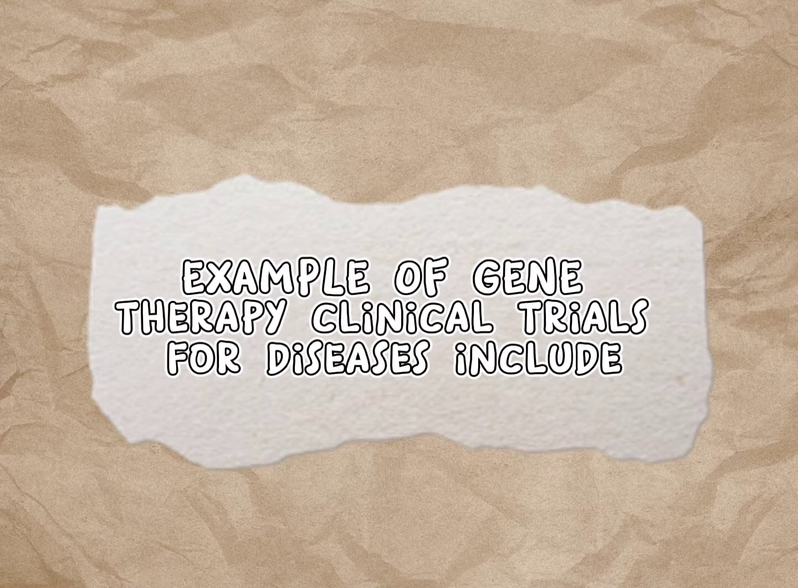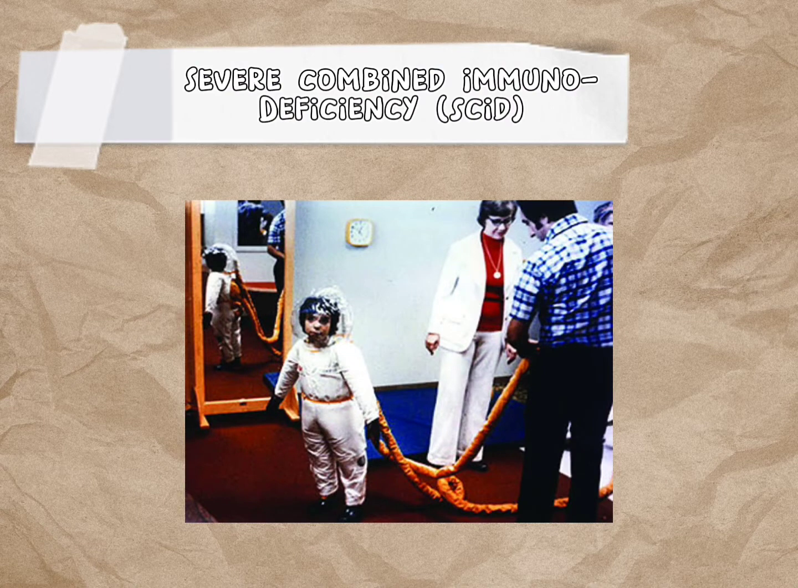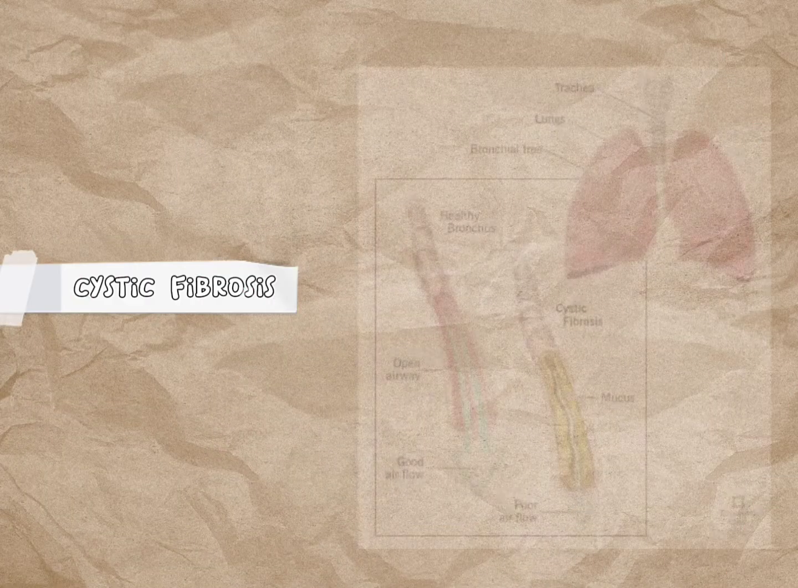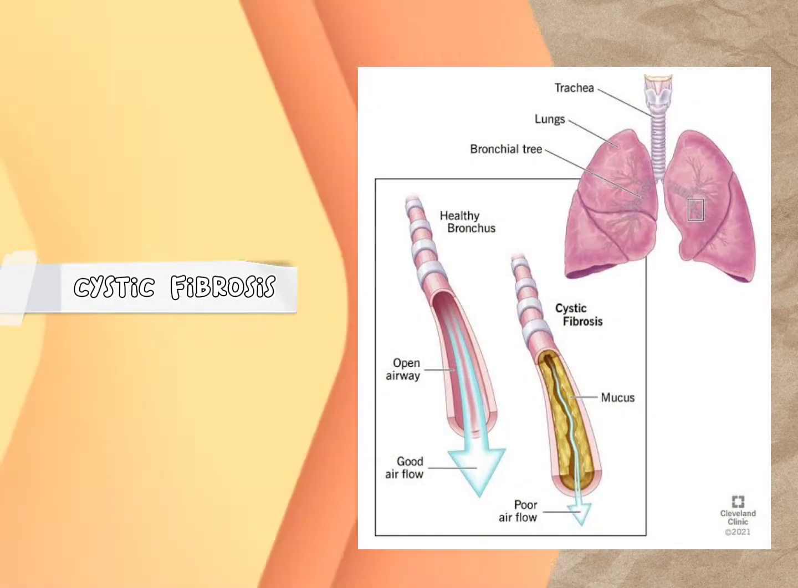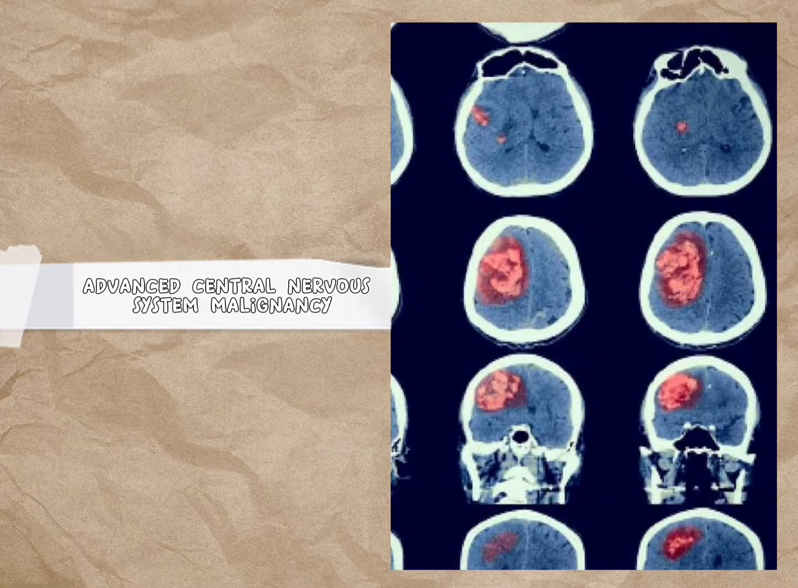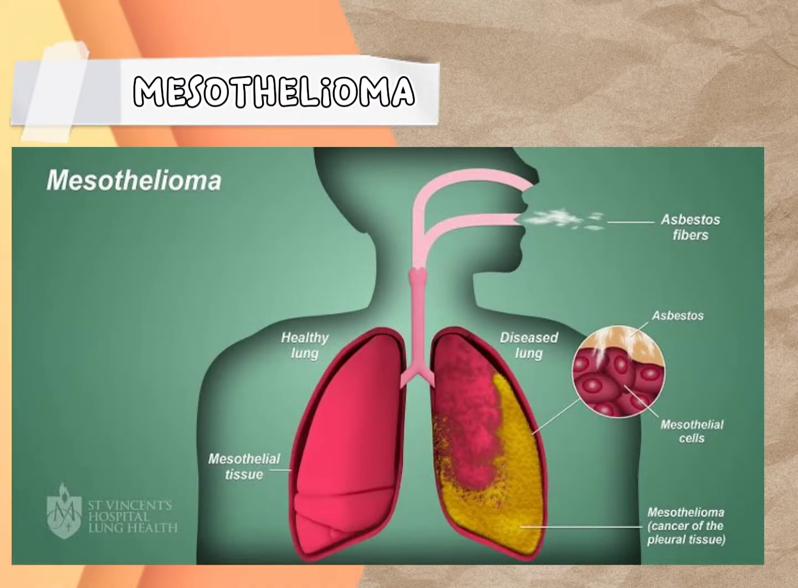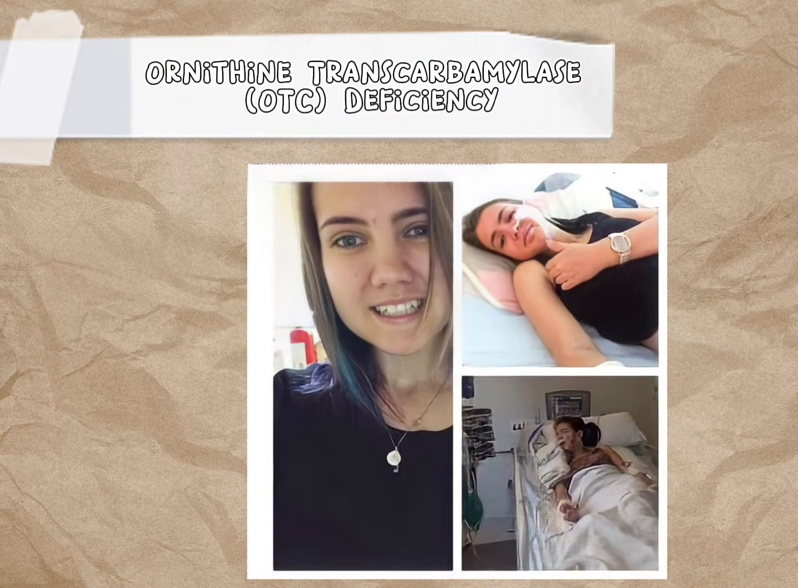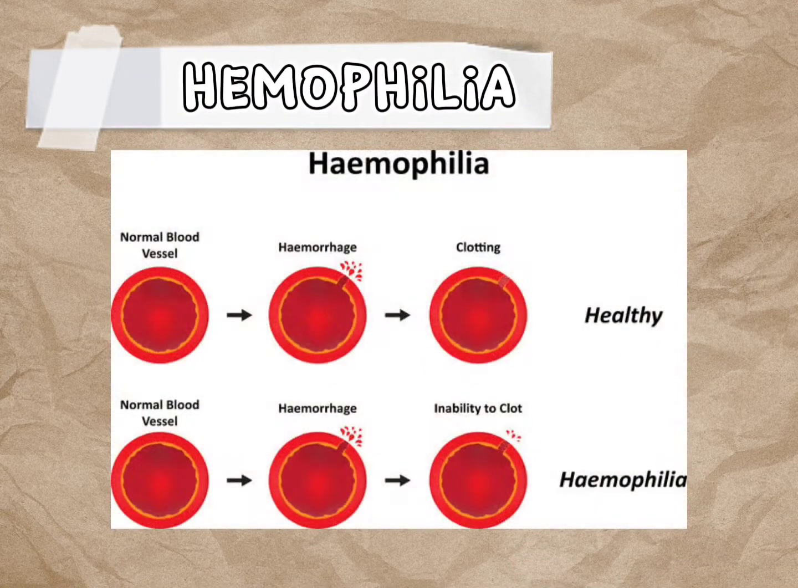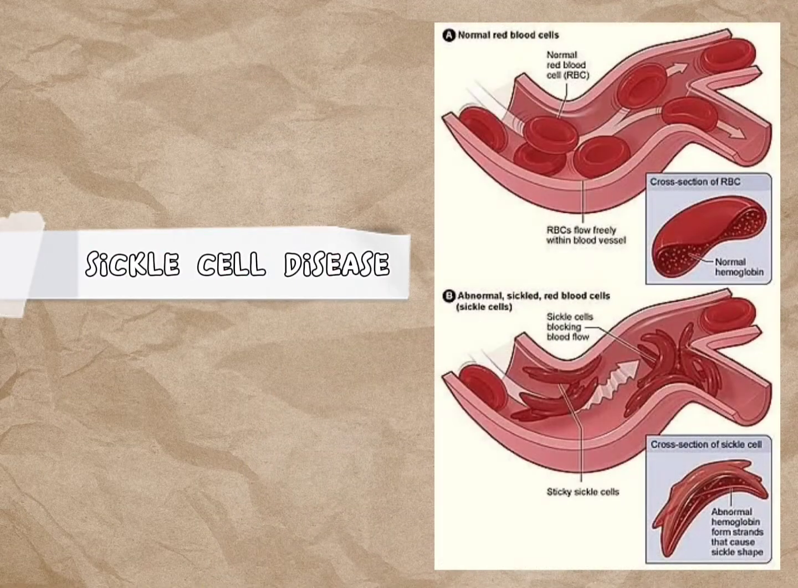Examples of gene therapy clinical trials for diseases include severe combined immunodeficiency, cystic fibrosis, advanced central nervous system malignancy, mesothelioma, ornithine transcarbamylase deficiency, hemophilia, and sickle cell disease.